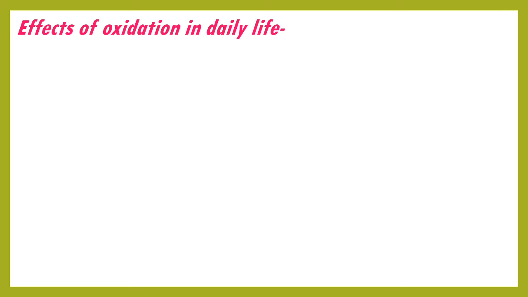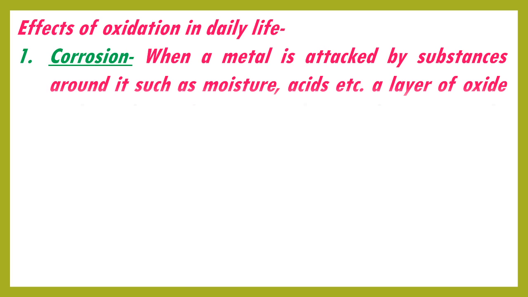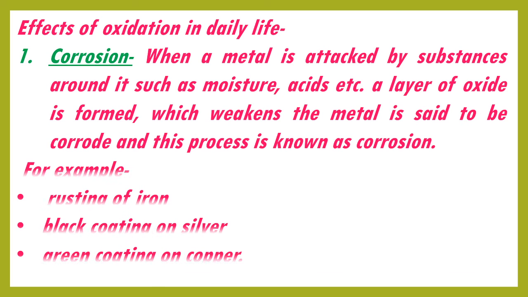Here are some effects of oxidation in our daily life. First is corrosion. When a metal is attacked by substances around it, such as moisture, acids, etc., a layer of oxide is formed, which weakens the metal. The metal is said to corrode, and this process is known as corrosion. For example, rusting of iron, black coating on silver, and green coating on copper.